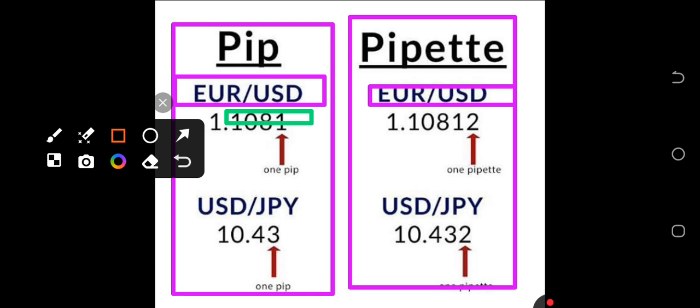But if there is a fifth number, as you can see here, 2, if you count, this is 1, 2, 3, 4, and then 2 here is 5. That 2 is the pipet. 1, 2, 3, 4. The fourth number is the pip.